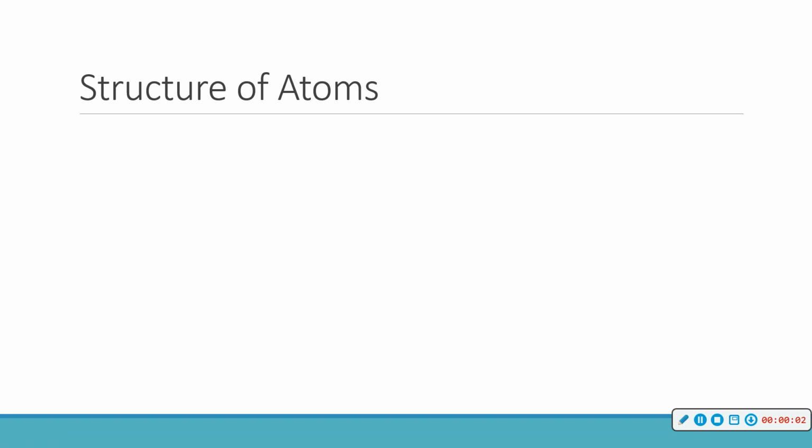Okay, so at this point in time, you should be able to list the three subatomic particles. Recall that the three subatomic particles are protons, which have a positive charge, neutrons, which have no charge whatsoever, and electrons, which have a negative charge. For all three of these, you should also know the relative weights of them. Protons and neutrons both weigh roughly the same amount, being 1 atomic mass unit.